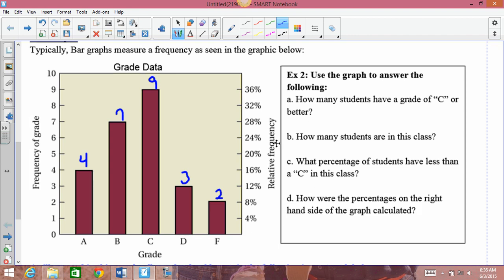So how many got a C or better? A C or better would be getting a grade C, B, or A. So we just add the 4 plus the 7 plus the 9. And if you did that, you would find that we're talking about 20 students. We want to know then, in part B, how many students are in the class? Well, that would just be to add all these numbers here in blue that I've written down. If we know these first 3 are 20 and then add 5 more, we're talking about 25 students.